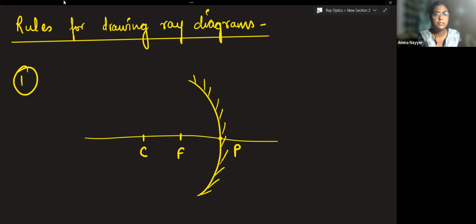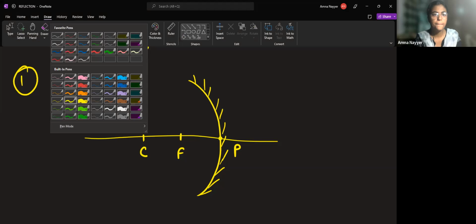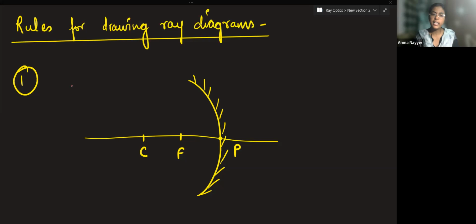Now the first rule says that if rays are approaching from infinity or anywhere, but they are parallel to the principal axis, the rays after reflection will pass through the focus. They'll pass through the focus. This is the first rule.